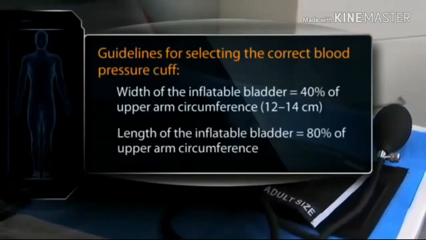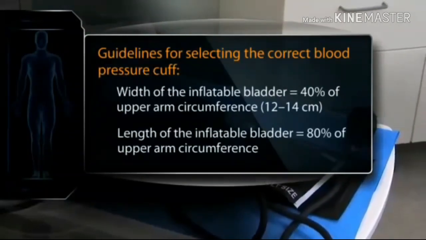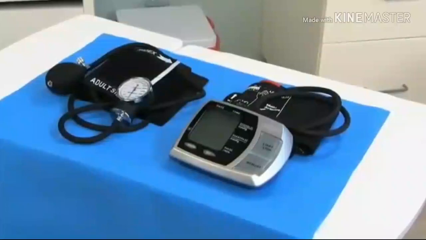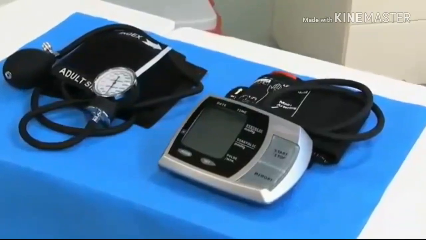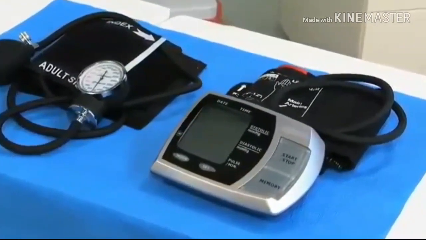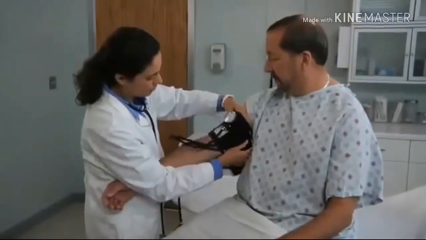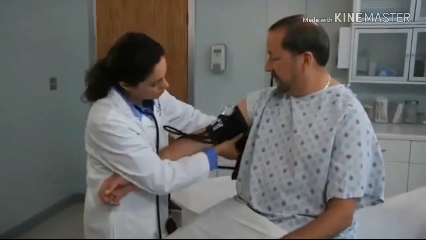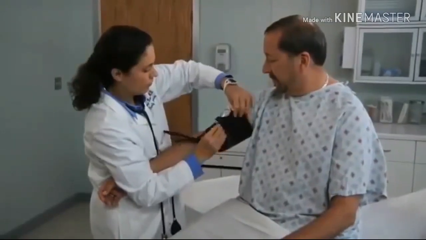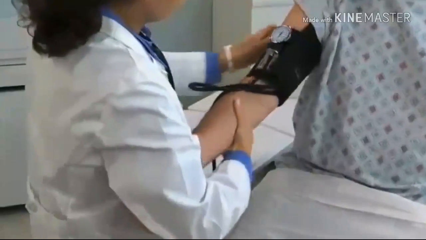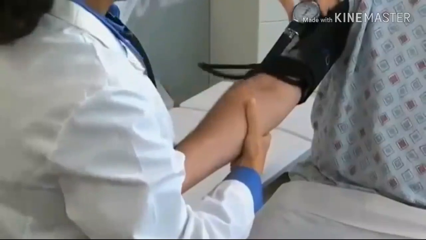The length of the inflatable bladder should be about 80% of upper arm circumference, which is almost long enough to encircle the arm. All blood pressure devices, whether aneroid, electronic, or hybrid, should be routinely calibrated for accuracy using international protocols. To accurately measure the blood pressure, center the inflatable bladder over the brachial artery with the arm at heart level. The lower border of the cuff should be about 2.5 centimeters above the antecubital crease. Secure the cuff snugly and position the patient's arm so that it is slightly flexed at the elbow.